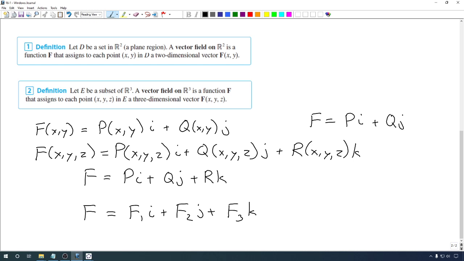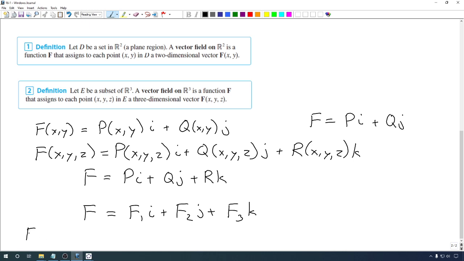Now, the easiest way to get an idea of what a vector field is, is to take a look at a picture. Unfortunately, GeoGebra does not have a vector field command, so I'm going to have to use a little bit of trickery to show what's going on here. But let's take a look at a particular example. I'm actually taking this from problem 4 in the book.